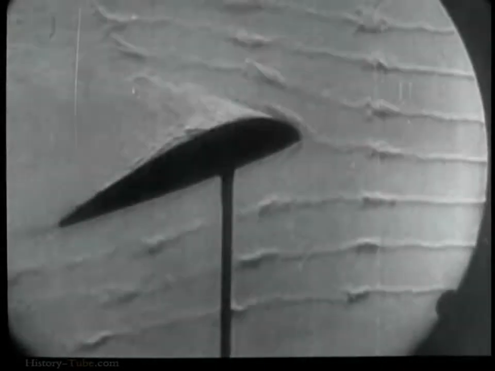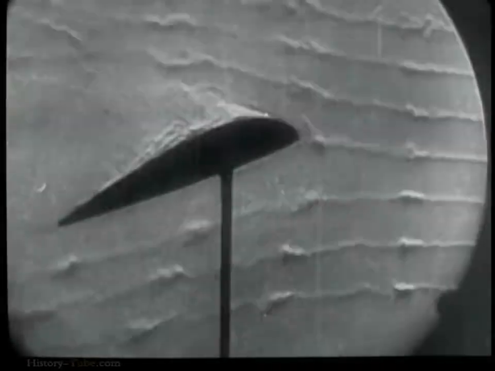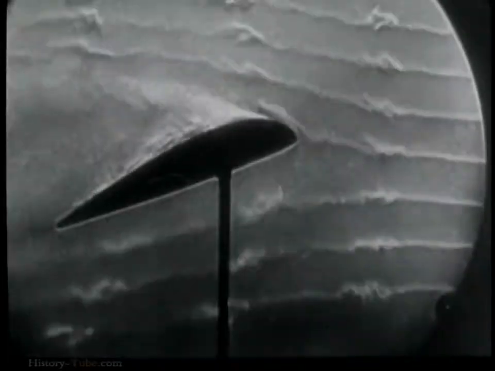Aerodynamics treats of the motion of air or other gases and of the forces acting on solids in motion relative to such air or other gases.